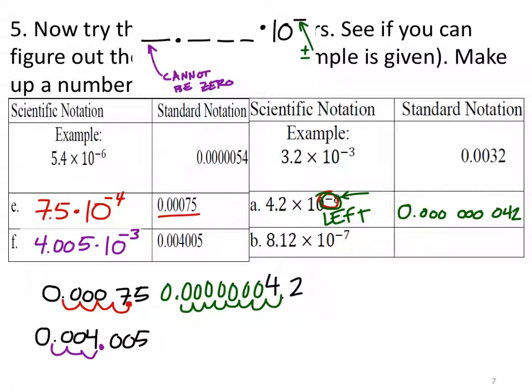Now you could have plugged that into a calculator. It would have given you the standard notation number, and you would have had it right there. And that's okay as well.